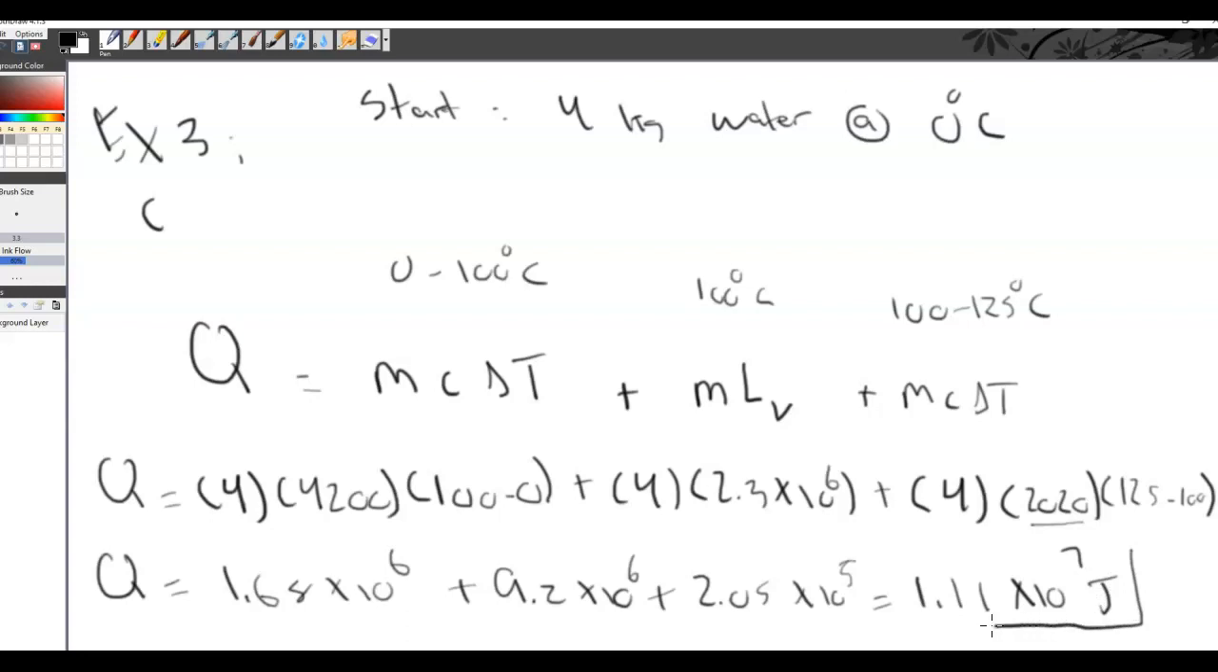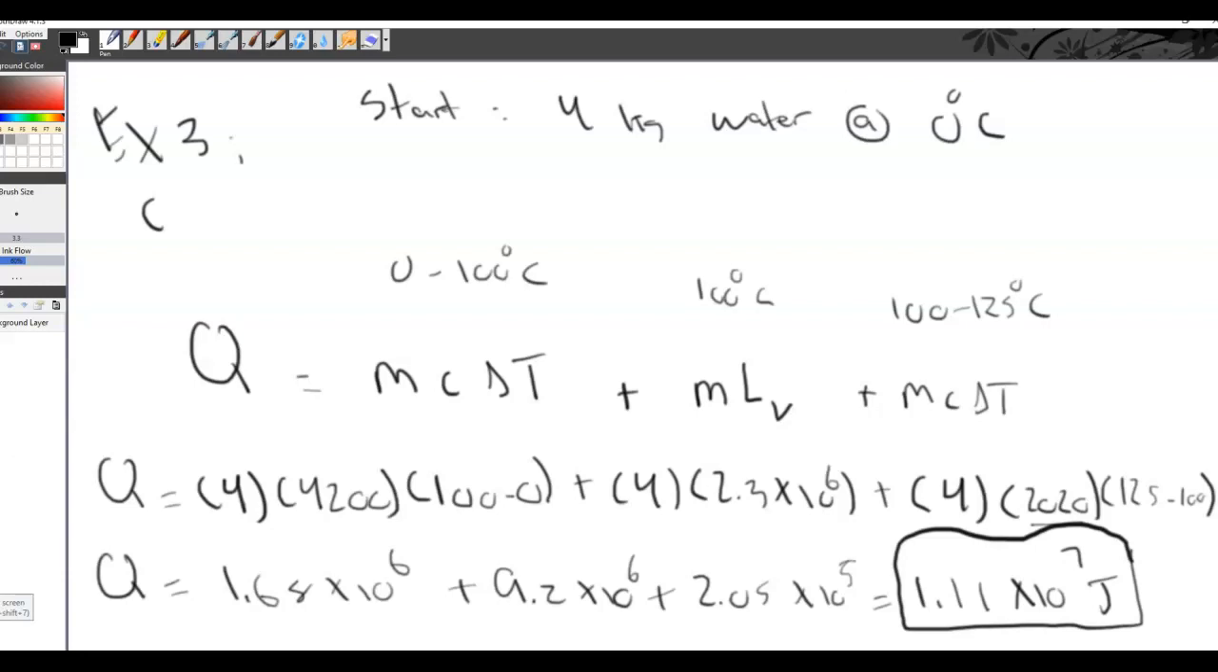So this is the answer to the last question for example 3, and that should give you a pretty good idea of how complicated these problems can get. Remember, you have to do these in stages. Either you're doing a temperature change or you're doing a phase change. You cannot have both at the same time. So pause there for a second if you need to finish adding that to your notes, and then we'll go on to the next example.